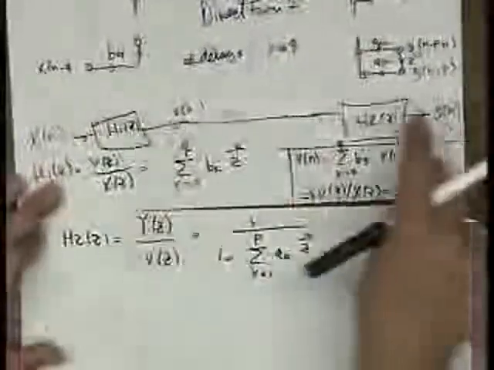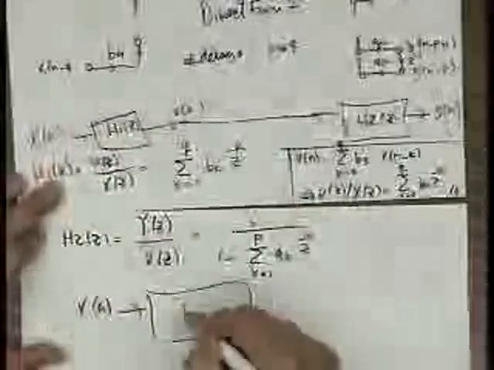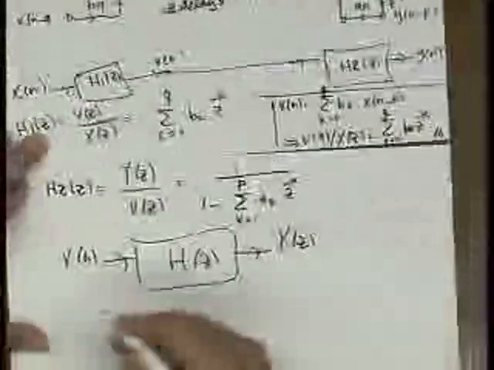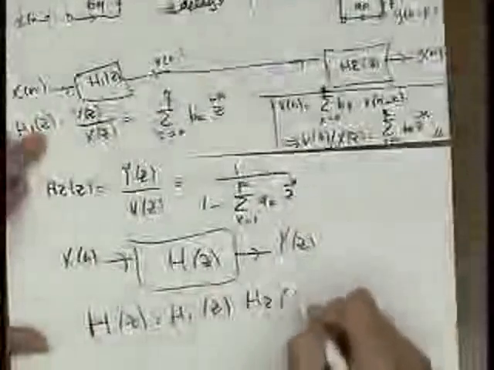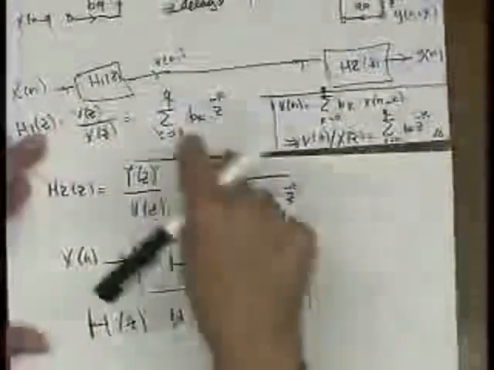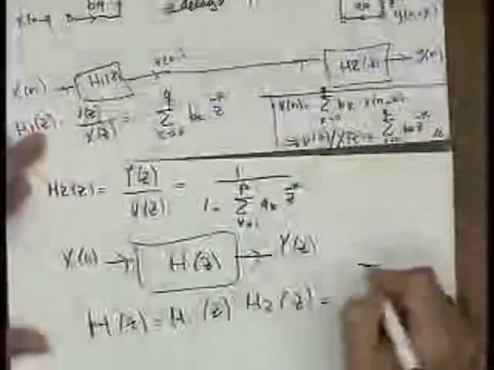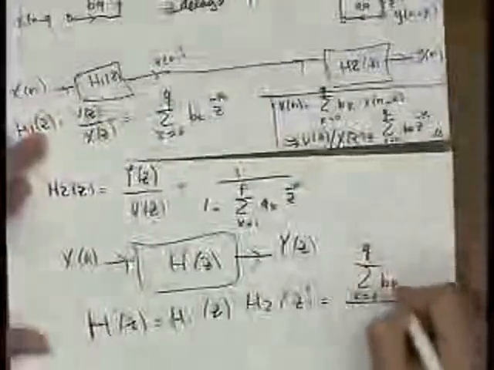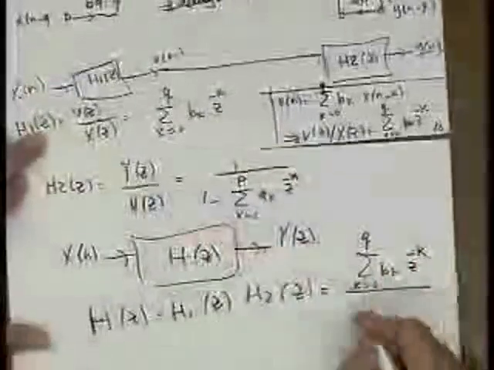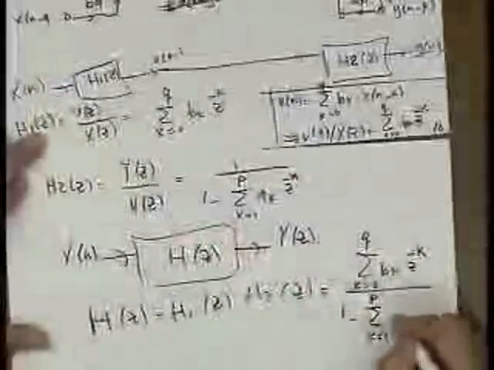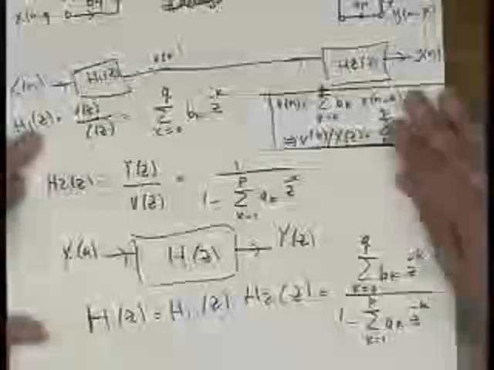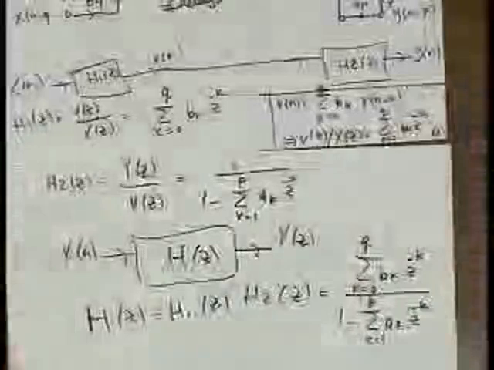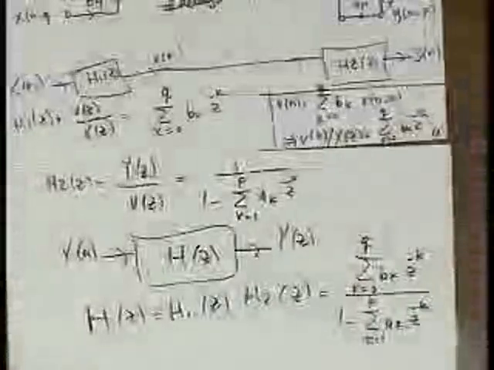So h1 looks like this, and h2 looks like this. And the overall transfer function, so if I have x of n going to one gigantic h of z coming out y of z, then h is just the product of h1 and h2. It's h1 of z times h2 of z. Multiply them together, it's summation k equals 0 to q of b sub k z to the minus k over 1 minus summation k from 1 to p of a sub k z to the minus k. This is what we got. I'm not saying anything deep, I'm just shuffling symbols around.